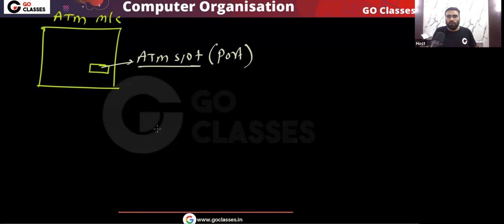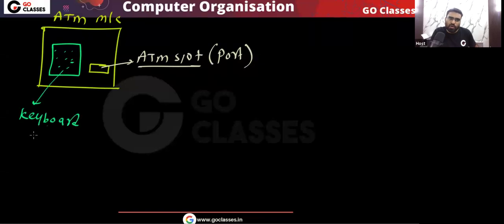Now, remember what will happen. Let's assume you did not come. Let's assume there is no one in this ATM room. Then what will this ATM machine do? It will continuously check this. And there is a keyboard also. So this is the keyboard in the ATM machine. Now, notice what will happen.